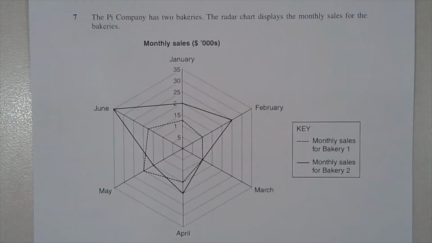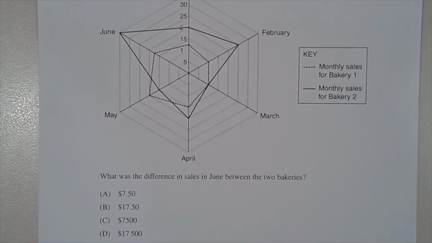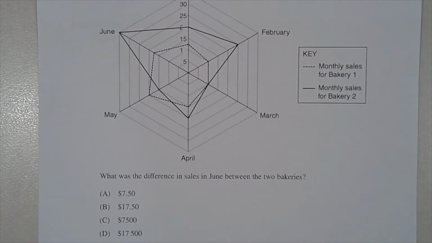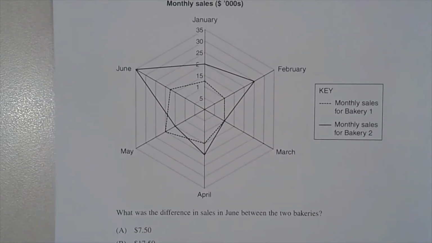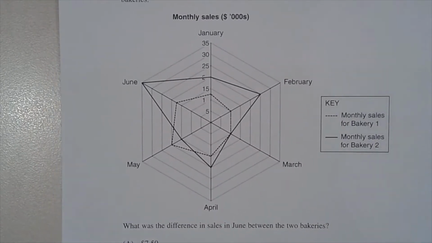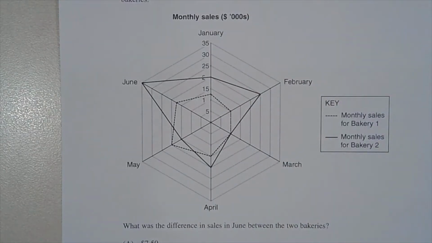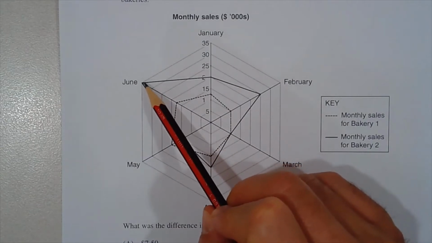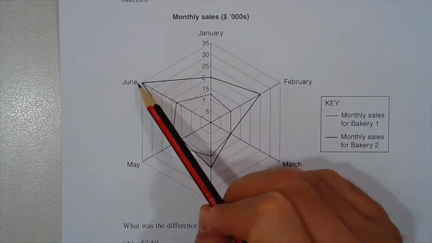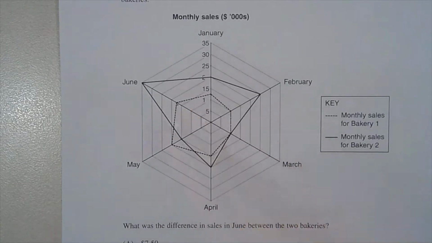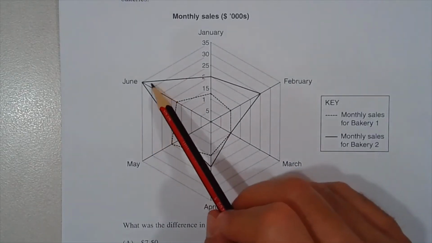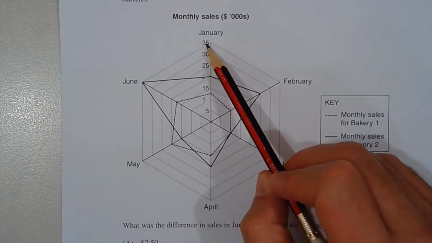Question 7. The pie company has 2 bakeries. The radar chart displays the monthly sales for the bakeries. What was the difference in sales in June between the 2 bakeries? Now the first thing to note is that the monthly sales is in thousands of dollars. Next, let's locate June and work out the difference between bakery number 2, which is a solid line, and bakery number 1, which is the dotted line.